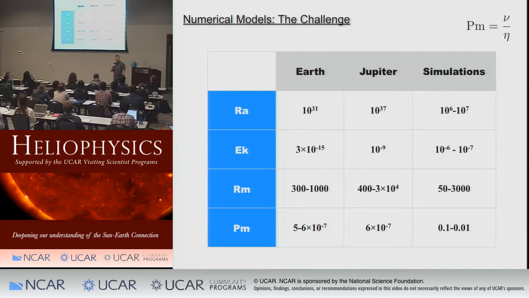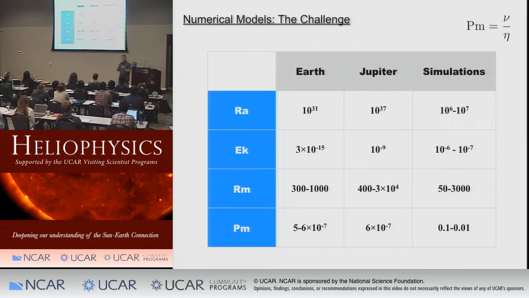And the answer is it has to do with resolving scales, that as you go to more and more turbulent flows, you need higher and higher resolution. So the Rayleigh number and other things like the Reynolds number, which isn't on this, is related to the dynamic range of scales. You go from global scales to smaller scales. So in order to capture that range of scales, you need higher and higher resolution. And computers are only so big.